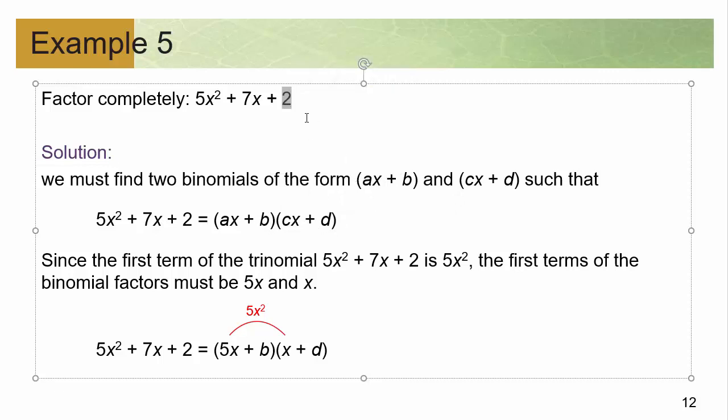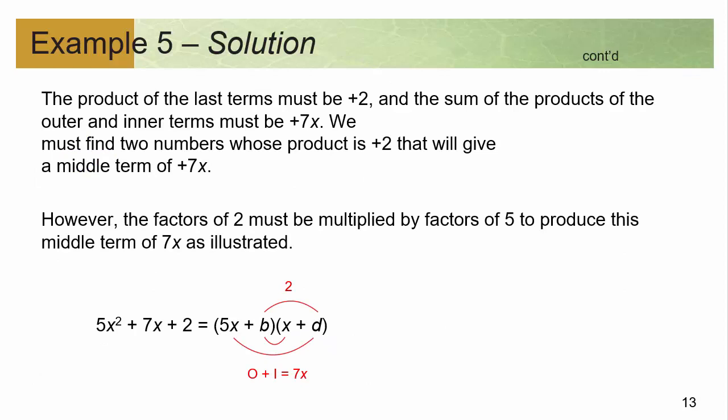So b times d has to be 2, and there's only one way that can be, 1 times 2. Of course, it could be -1 times -2, but that's not going to work with a positive, right? So since these are both positive, we know everything has to be positive. So we kind of know what we have to try. It has to be a 5x and an x. It has to be a 1 and a 2, but the 1 could go in for b or the 1 could go in for d. So that's really the only thing to check at this point. And then we know that when we do this inner piece and then this outer piece, those two things add together to give me 7.